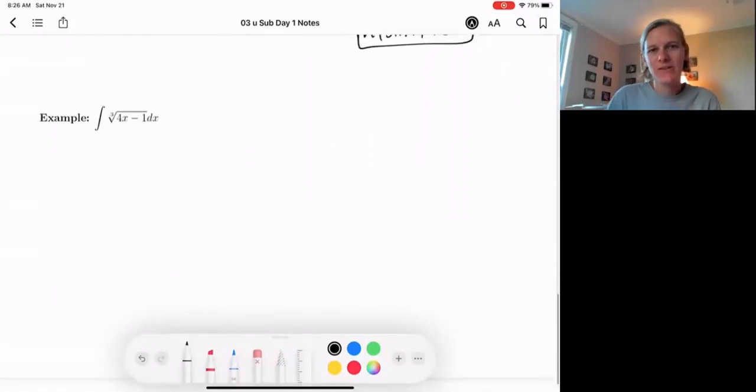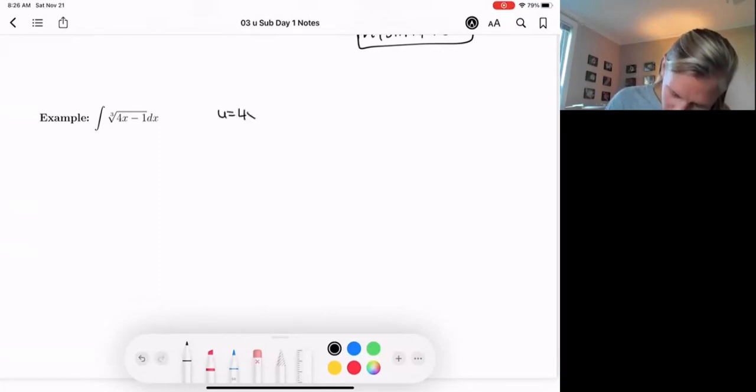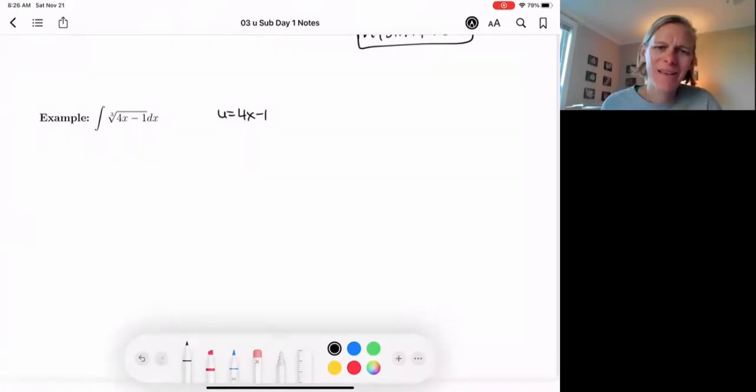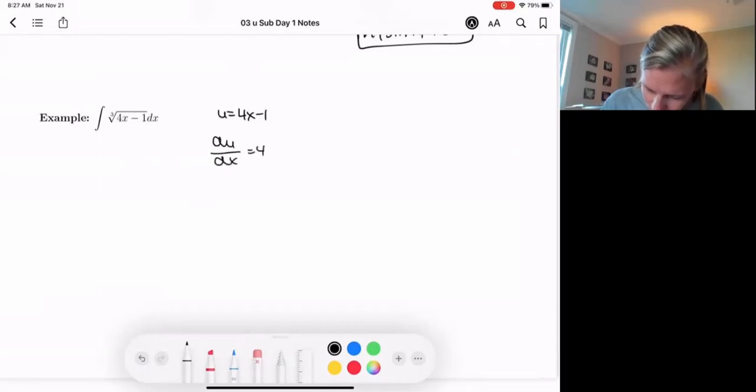And if you haven't tried this one, try this one before you watch my video here. So I'm going to pick my u to be 4x minus 1. You might think, well, its derivative's not in here, but the derivative of 4x minus 1 is just 4, so we don't really need anything else in here, and that's okay. So we have du over dx is 4, so dx is du over 4.